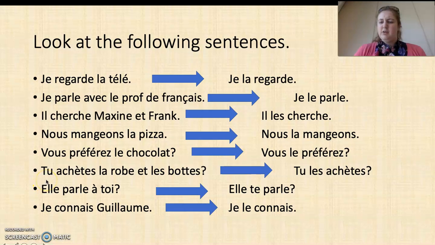Our next one. Tu achètes la robe et les bottes. Are you buying the dress and the boots? Here I've got two items of clothing. I want to say, are you going to buy them? So I replace it with les. Tu les achètes. Elle parle à toi. Is she speaking to you? We change it to Elle te parle. She's speaking to you. Remember the toi or tu becomes a te. Last one, Je connais Guillaume. I know William. Becomes Je le connais. I know him.